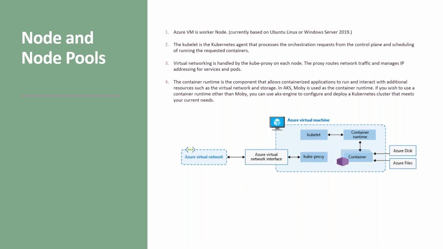Kubeproxy interacts with the VM NIC, which is the worker node NIC, and it connects to the Azure virtual network. In other cloud environments, it would be a VPC, say in Amazon or in GKE. I will take a pause, and if there are any questions, just let me know.